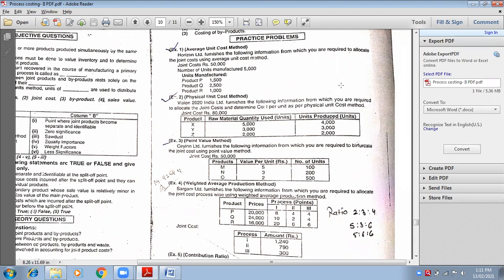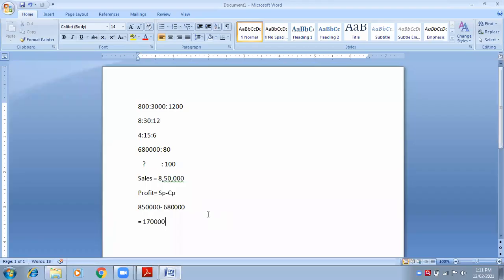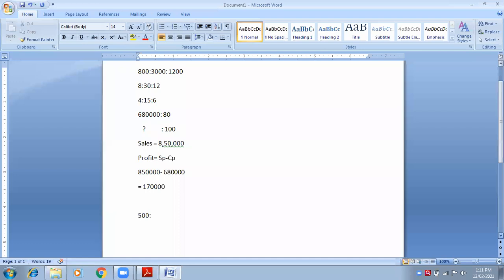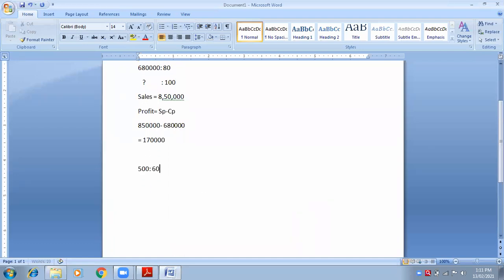So what is the value of M? 500, because we have multiplied 5 per unit into 100 units. For N, 3 per unit into 200 is 600. And for O, 2 into 500 is 1000. Now, the first figure was how much? 500. After that, what was the value of N? 600. And the last value? 1000.